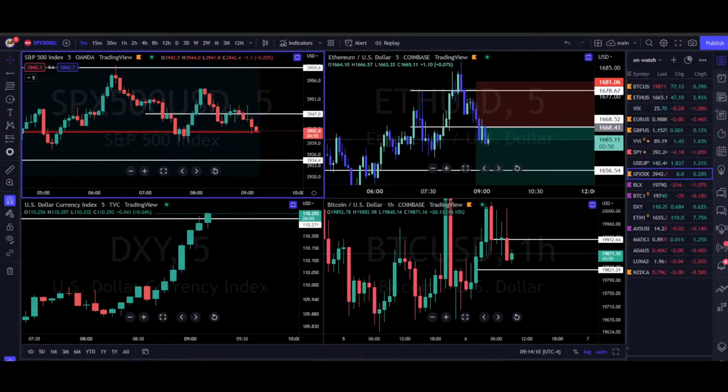What's the news print you're expecting? It is the ISM non-manufacturing PMI, and that is at 10 o'clock. So in 45 minutes, we will get that read, or that print.